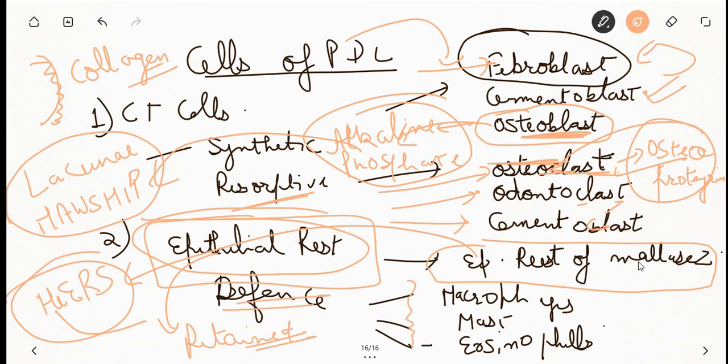Coming to the defense cells, these are the macrophages, mast cells, and eosinophils. The first are the macrophage cells. Macrophage cells have the ability to phagocytose unwanted material. Their cytoplasm contains numerous lysosomes that help in digesting the material phagocytosed by the macrophages. These macrophages may fuse together and form large multinucleated giant cells.